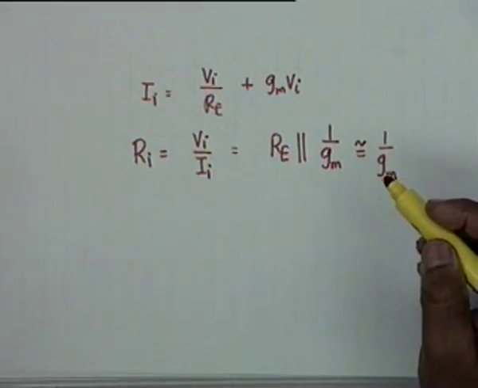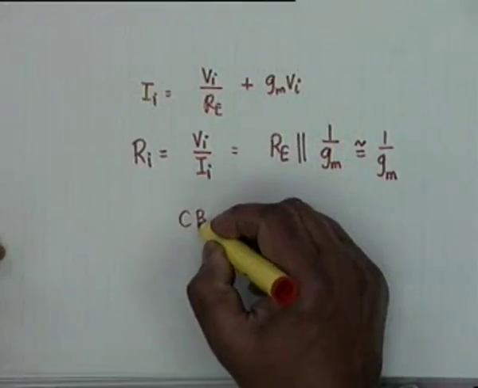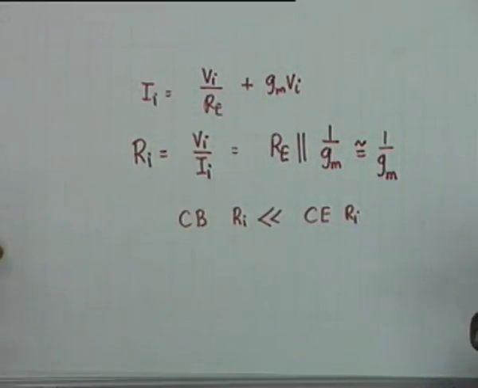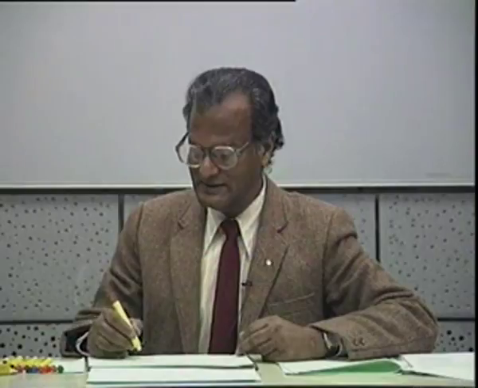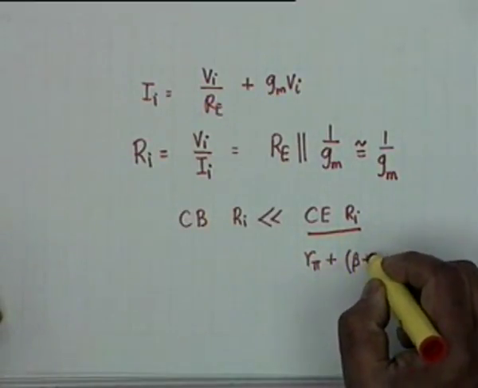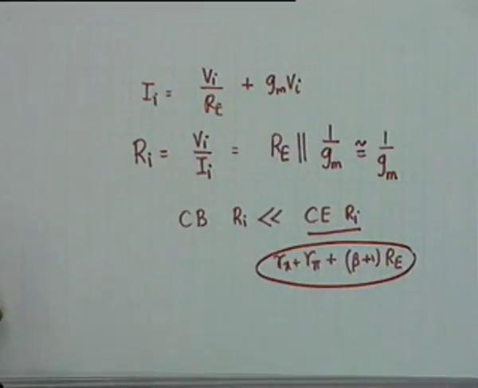This shows the second difference between a common emitter and common base. In a common emitter amplifier, the input impedance is of the order of R pi, which is of the order of a k. On the other hand, in a common base, it is of the order of 1 by gm, which is a small resistance. So CB input resistance is much less compared to CE input resistance. And you know that the CE input resistance drastically increases if the emitter resistance is unbypassed. If the emitter resistance is unbypassed, then CE input impedance becomes R pi plus beta plus 1 times Re. Of course, you can add Rx if you so desire. This is for unbypassed emitter resistance.